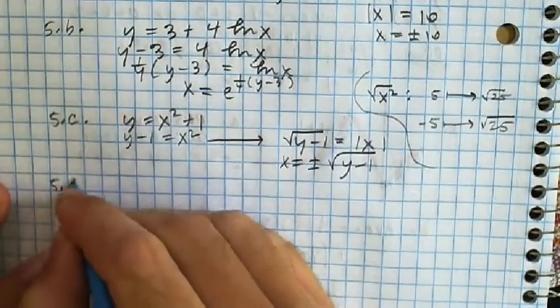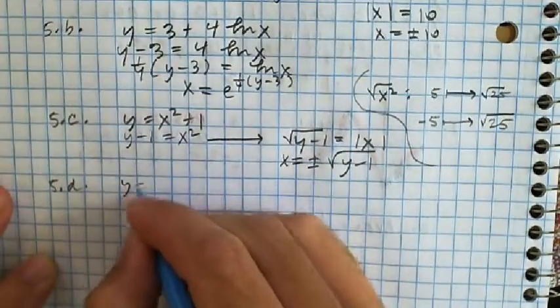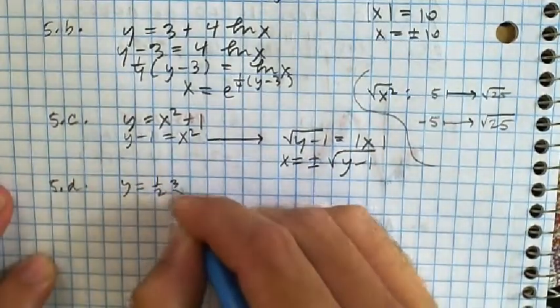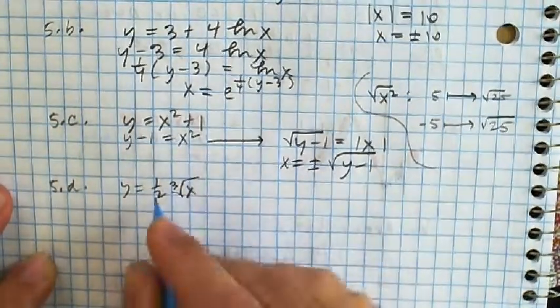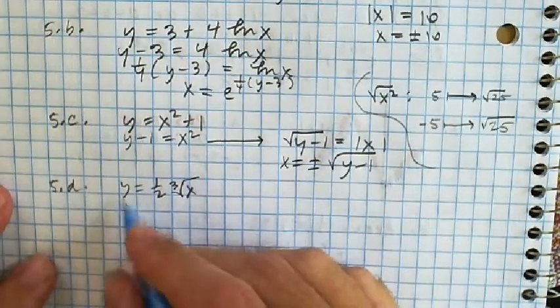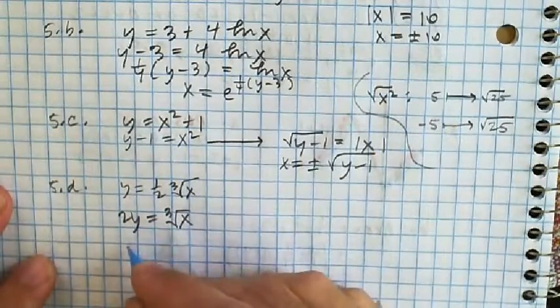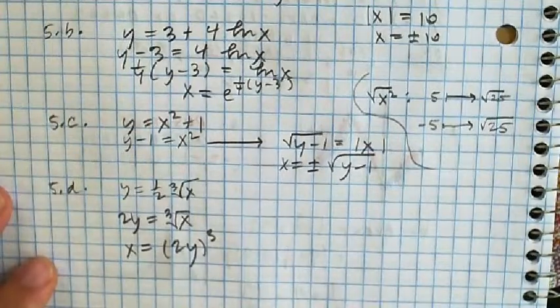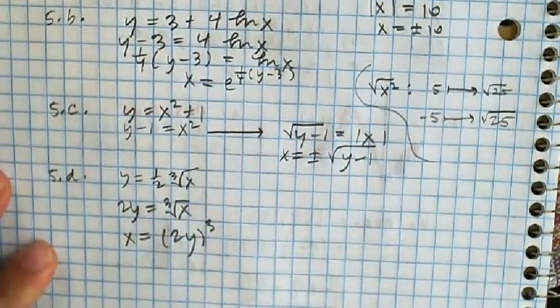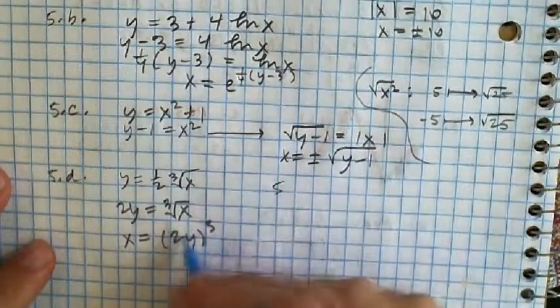Okay, 5D. What else did I put in here? 1/2 the cube root of 3x. The cube root of 3x? No, just x. All right, so what I'm going to do is multiply both sides by 2, so 2y equals the cube root of x. So I'm going to cube both sides, and I'm going to say x is equal to 2y taken to the third power. You could definitely write that as 8y to the third if you wanted, but that's the same thing as what I wrote.